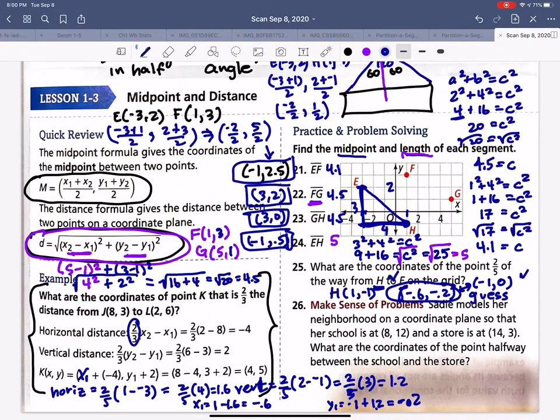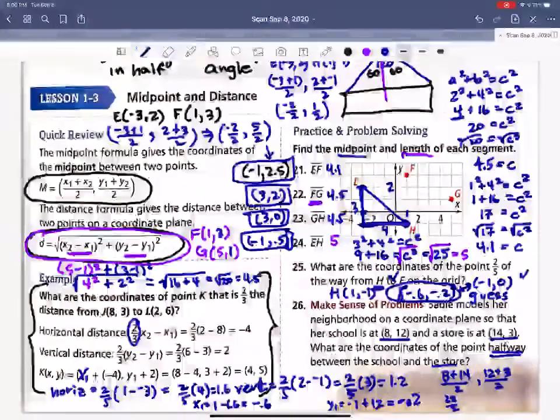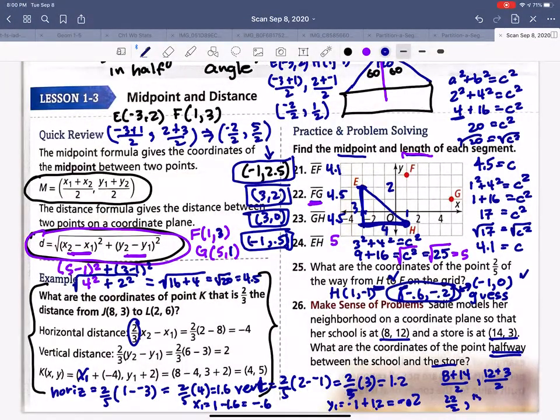Let's do it. It says, Sadie models her neighborhood coordinate plane. Her school is at 8, 12 and the store is at 14, 3. What are the coordinates halfway? Okay, so let's just use our midpoint. Halfway is midpoint. So we're going to add the 2 x's and divide by 2, and add the 2 y's and divide by 2. So we get 22 divided by 2 and 15 divided by 2.